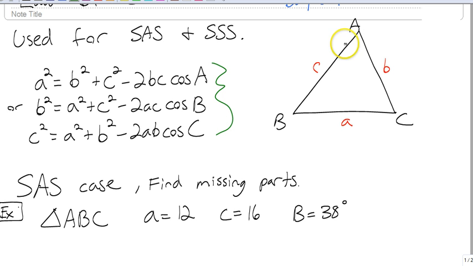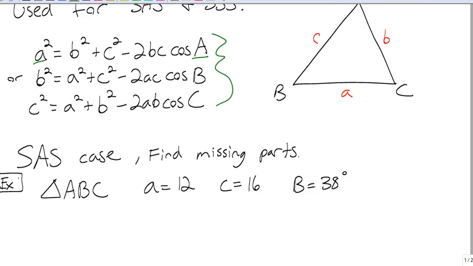For example, if you have angle A, or want side A or angle A, one of those two, then you pick this one. You pick the letter you want and put it here, and then the formula is a squared equals b squared plus c squared minus 2bc cosine A. The cosine always goes with the thing that it's equal to. And that's pretty much it. So let's use this to find our missing parts of our triangle.